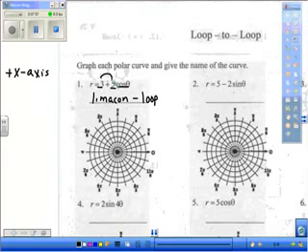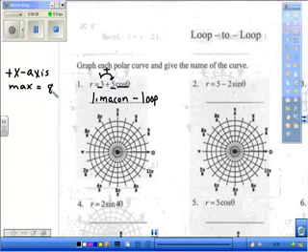Okay, now remember to find the max, we take these two numbers and we do what? Add. We add them to find the max. So if we add 3 plus 5, we're going to get 8 for our max. Okay, and for the min, what are we going to do? Subtract them. So 3 minus 5 gives us a -2.